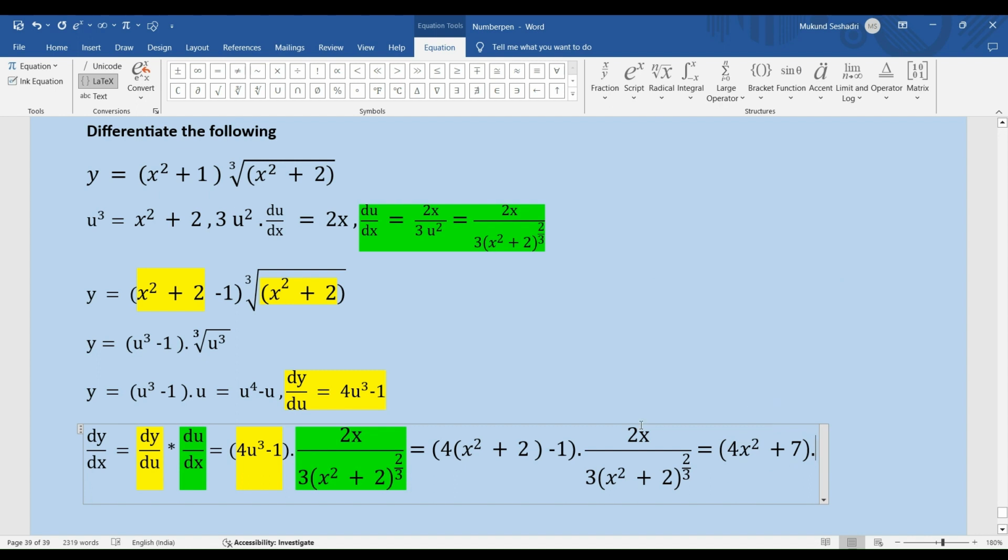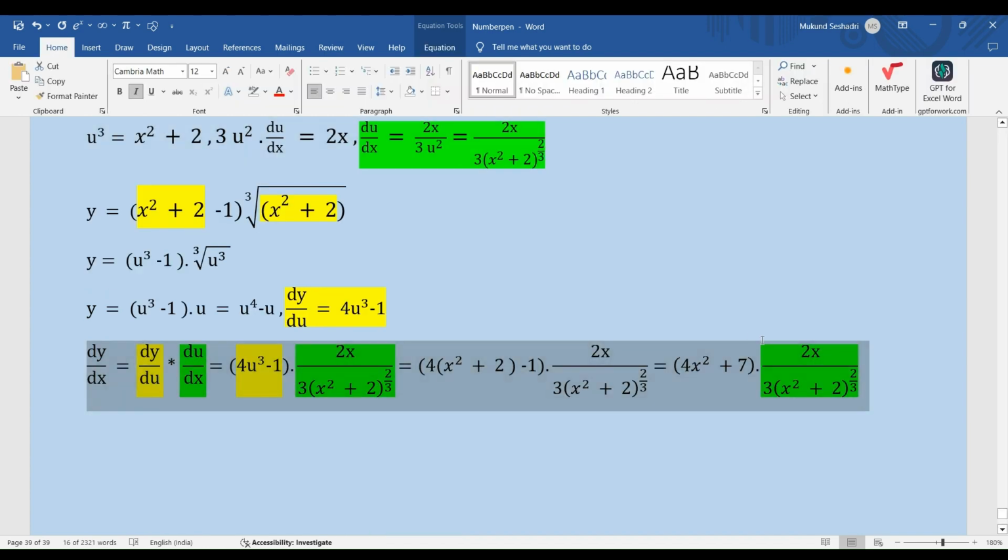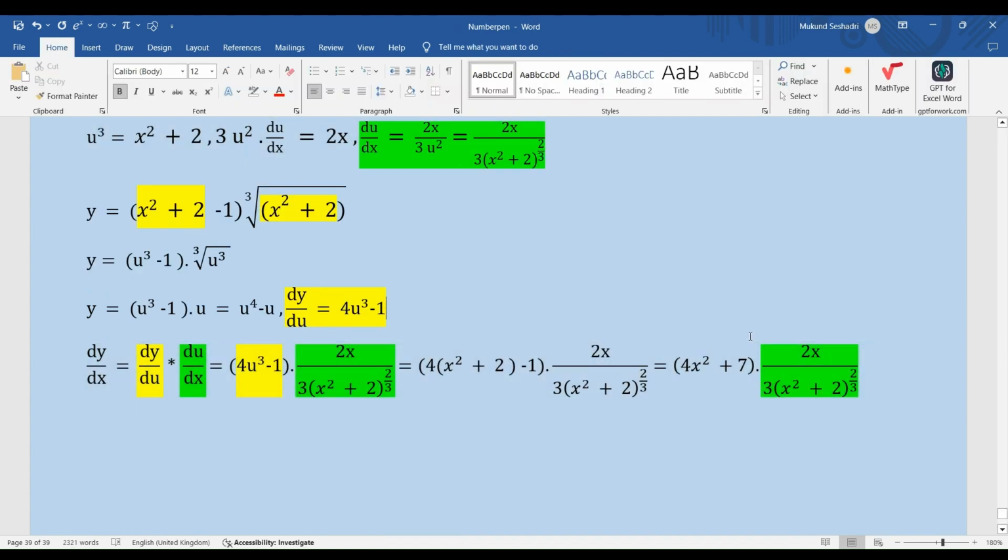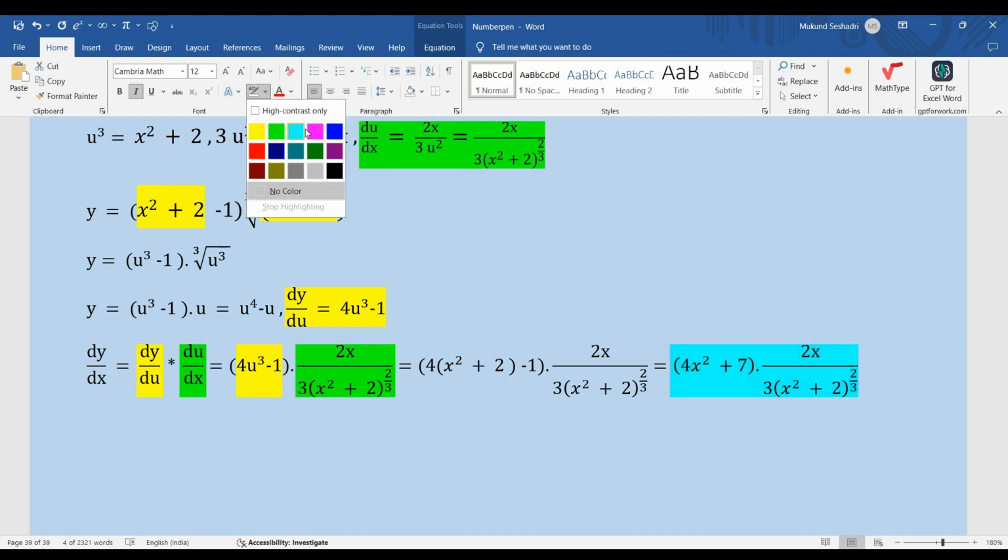into 2x divided by 3 times x squared plus 2, the whole power 2 by 3, right? Let me remove the color, folks. And let me highlight it by a different color. So this is my final answer. I'm going to call it pink. 4x squared plus 7 into 2x divided by 3 times x squared plus 2, the whole power 2 by 3, right?